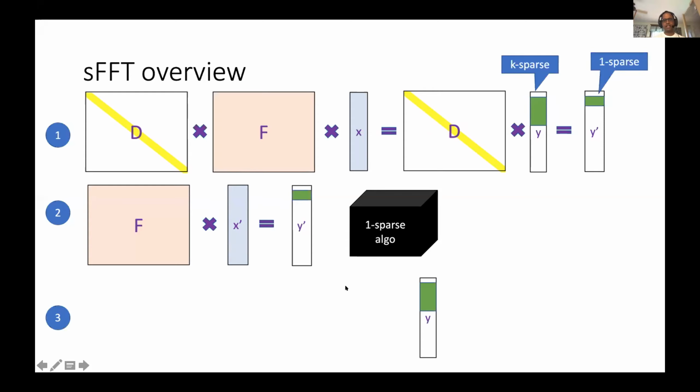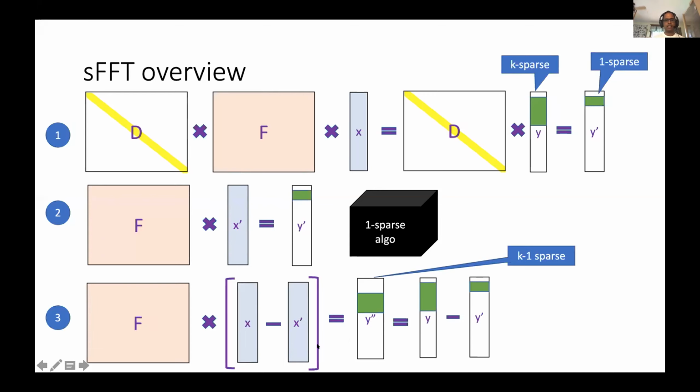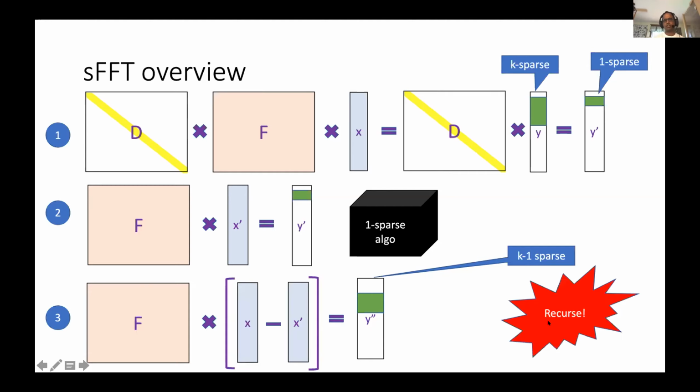And once we have our hands on y prime, we'll subtract it off from y. And so we get y double prime, which is now k minus 1 sparse. So I've decreased sparsity by 1. Of course, I don't know what y is, so I don't know what y double prime is, but I can simulate this by subtracting off x prime from x. And once I know y prime, it's fairly easy to figure out what x prime is going to be. Okay, so now I have a sparse recovery problem on k minus 1, so I can just recurse. And again, as I said, this is the simplest version of this reduction. There are more involved, clever reductions where, for example, you go from k to, say, k over 2, and so on and so forth.